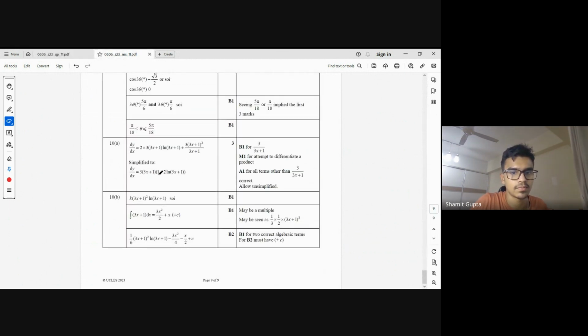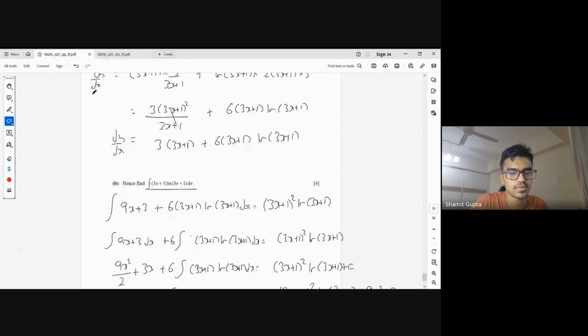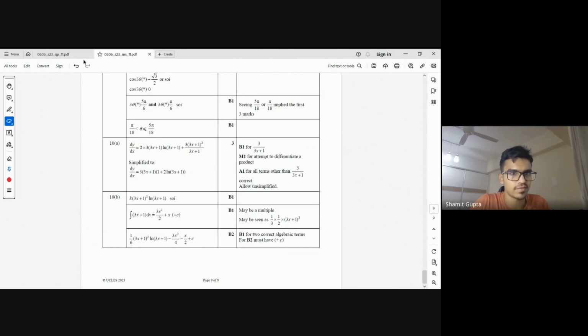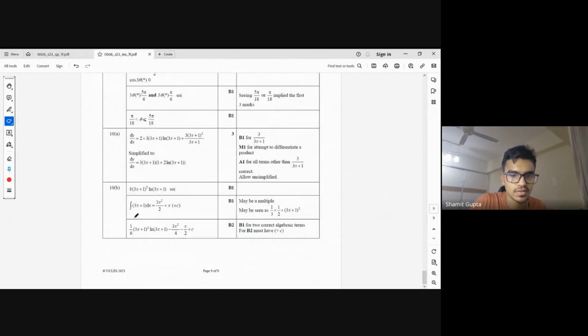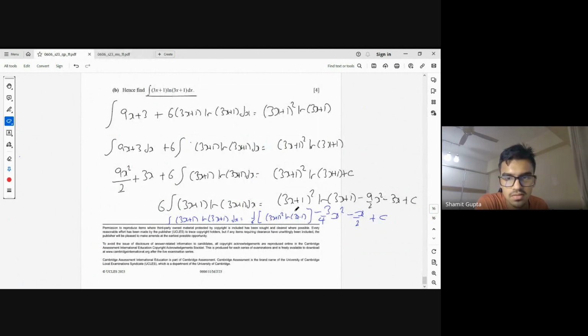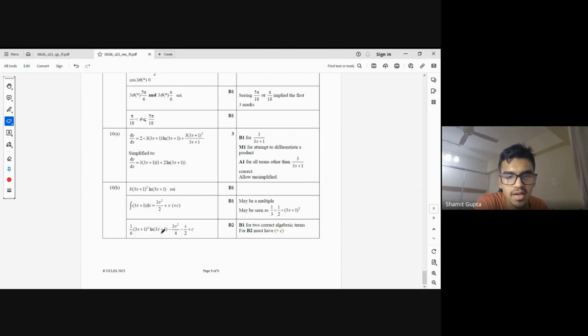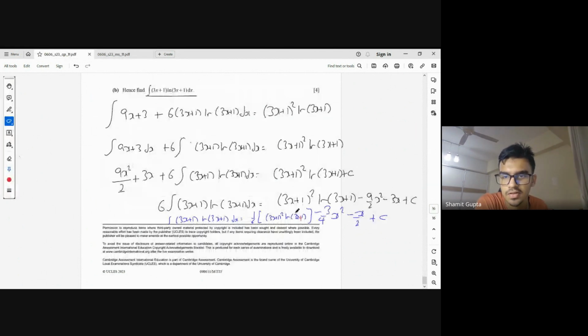3 times 3x plus 1 times 1 plus 2 ln 3x plus 1. Okay, they've factorized 3 times 3x plus 1 out, like they've taken that as a common factor, but it's the same thing. Then this nice integration one: 1 over 6 times 3x plus 1 square ln 3x plus 1. This is plus 1. I accidentally wrote minus 1. I think it's because writing with the pen is very hard, but I'm not going to make any excuses. Minus 3 over 4 x square minus x over 2 plus c.